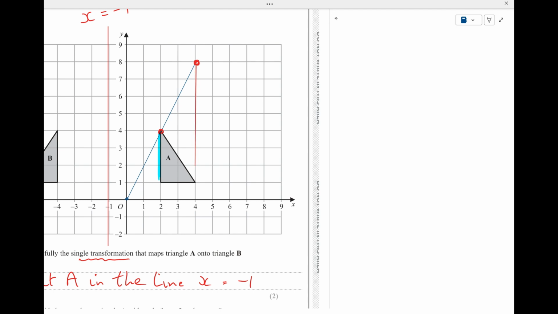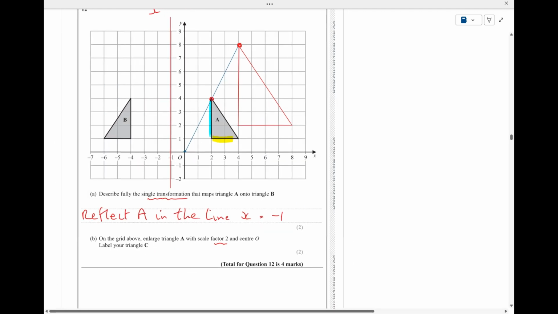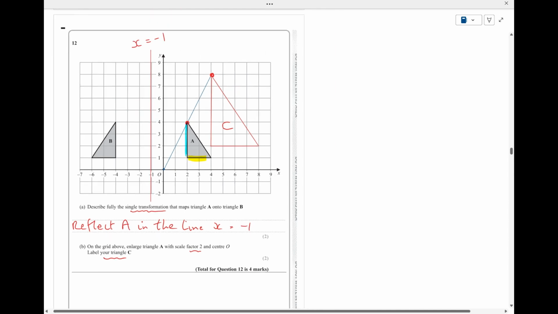And then you see how this has a base of 2. Well, the new one will have a base of double that, a base of 4. So it's there. And so that is, is it going to straighten? No. So that is my triangle here, my enlarged triangle. It says label your triangle C. I better do what they tell me. And that is question 12.